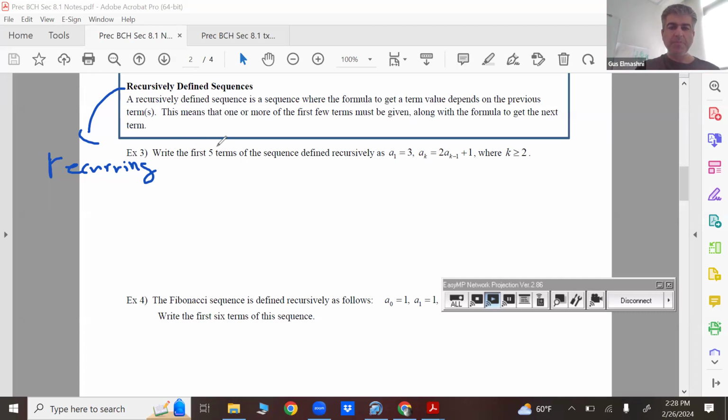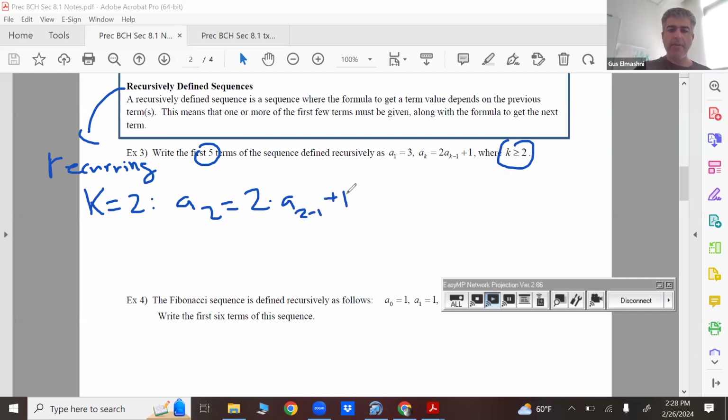Here's how it works. Again, it's kind of a pain, but we'll do it. We're told k is greater than or equal to 2. So here's what we're going to do. We'll start with k equals 2. So a2 equals 2 times a sub 2 minus 1, plus 1, or equals 2 times a1 plus 1. Well, what's a1 here? So you get 7. Okay.